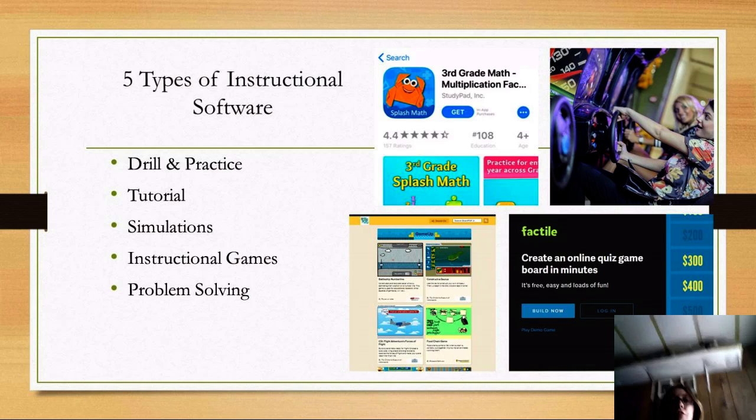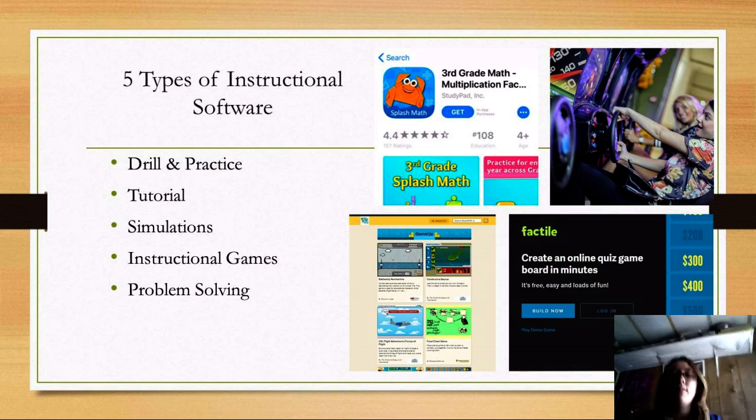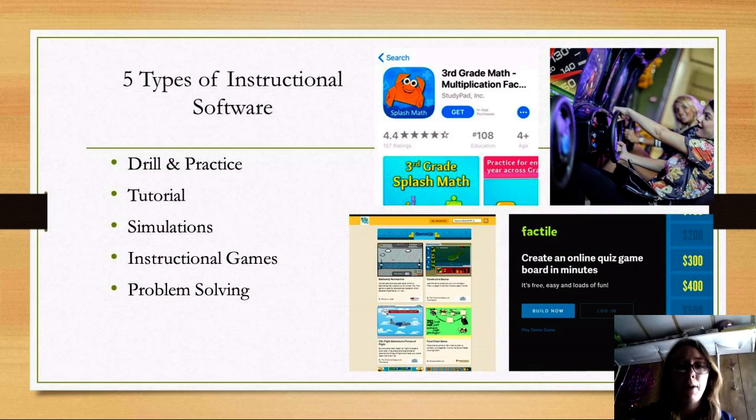So the 5 types of instructional software are drill and practice, which is where students basically answer questions on a subject and are given direct feedback, so incorrect or correct. And then there are also extensive drill and practice activities where they receive a paragraph or two about their answer and how they could change it to fit what is correct. An example of that would be on the bottom left, which is the Brain Pop, and that's actually the Brain Pop Junior website. There's lots of different games on there.